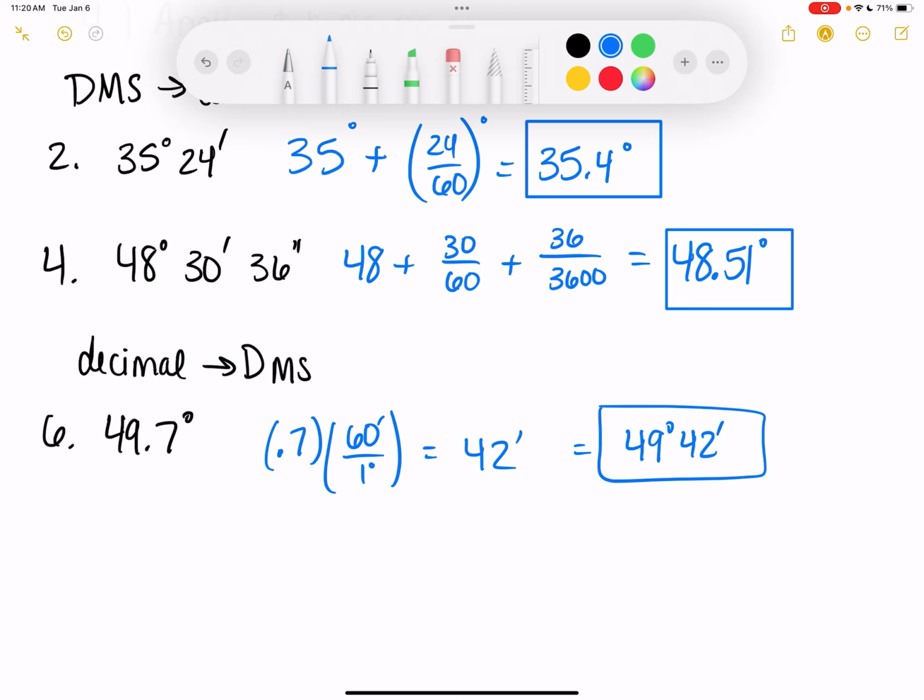I thought you said the first decimal place was minutes. It is. I thought minutes had 2 slashes. Seconds has 2. There's a second slash.